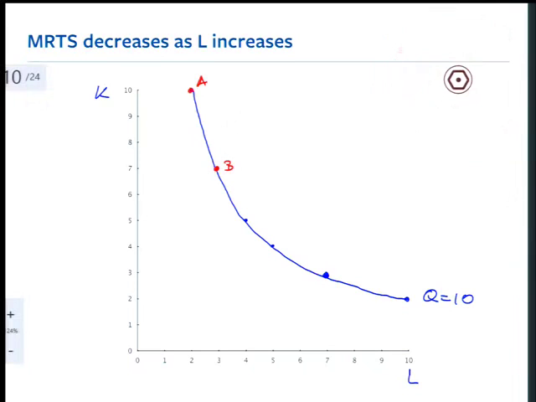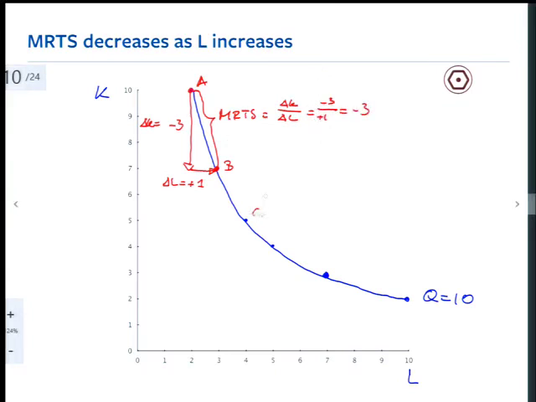So what am I doing by moving from point A? I'm going from 10 units of capital, 2 units of labor, to 7 units of capital, 3 units of labor. So I'm increasing labor by 1 unit, and I am decreasing capital by 3 units. So my change in capital is -3. My change in labor is +1. I'm producing the same amount of output. So by going from A to B, I'm still producing 10 units. I'm giving up 3 units of capital, and I'm purchasing 1 more unit of labor, but I'm producing the same amount of output. So the marginal rate of technical substitution is the change in K over the change in L, which here is going to be rise -3 over run +1. It's going to be -3.